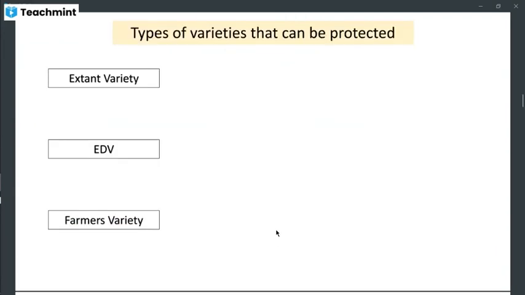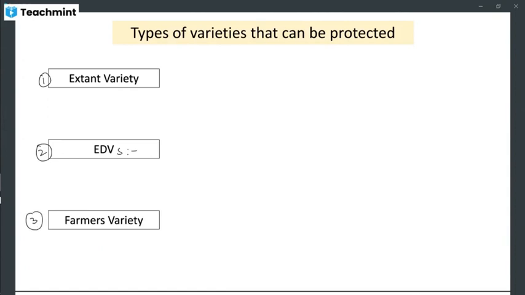And then, we said that some plant varieties can be protected under the PPVFRA Act, that is the Protection of Plant Varieties and Farmers' Rights Act. So what are the different types of varieties that can be protected? We will see three different varieties. One, we call it the extant variety. Two, EDVs, we will get the abbreviation. And the third is your farmers' variety.